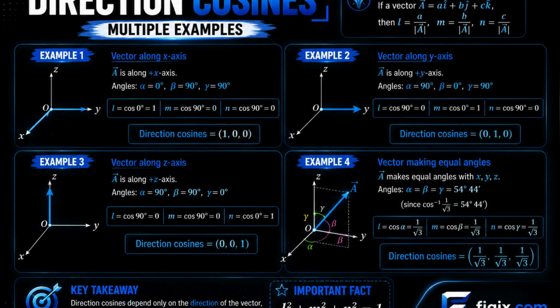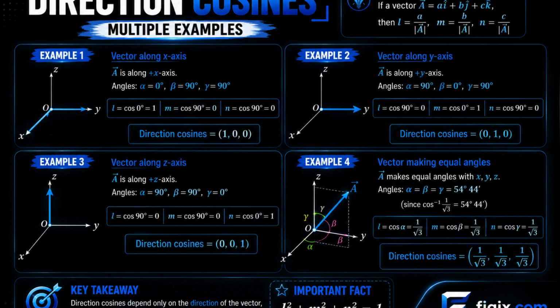In example 3, the vector lies completely along the positive z-axis. Therefore, alpha equals 90 degrees, beta equals 90 degrees, and gamma equals 0 degrees. This gives L equals 0, M equals 0, and N equals 1. So the direction cosines are 0, 0, 1. These three examples are extremely important because they represent vectors pointing exactly along the coordinate axes.